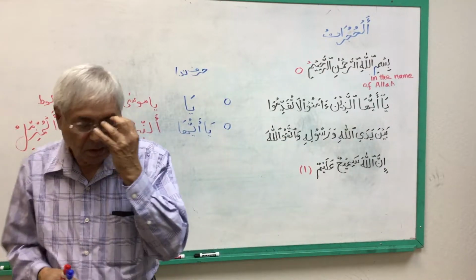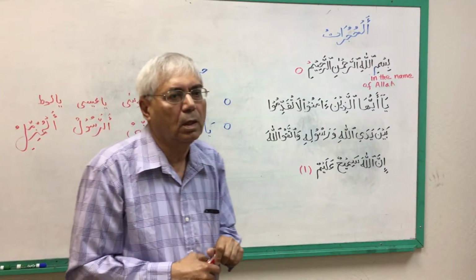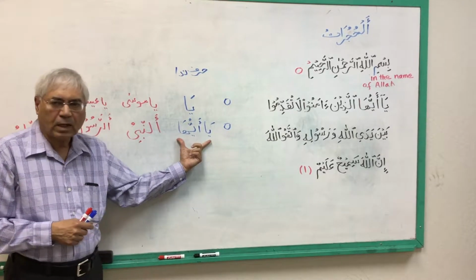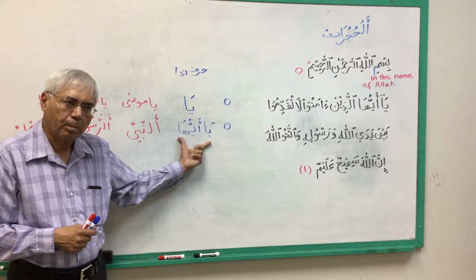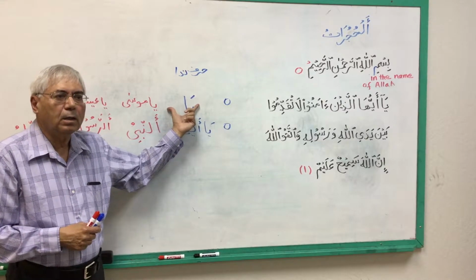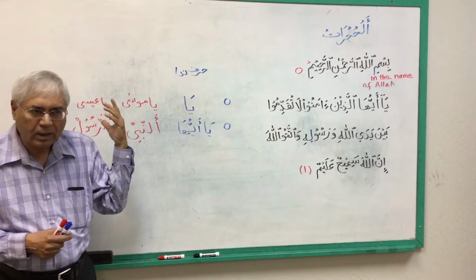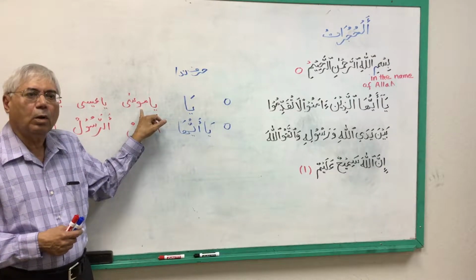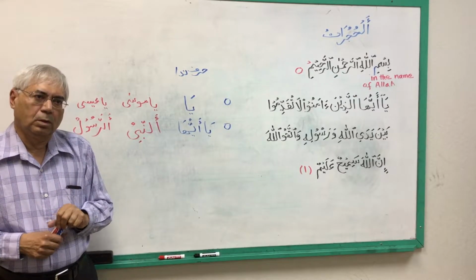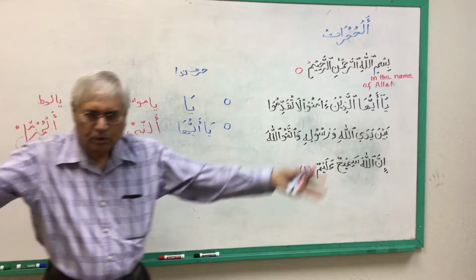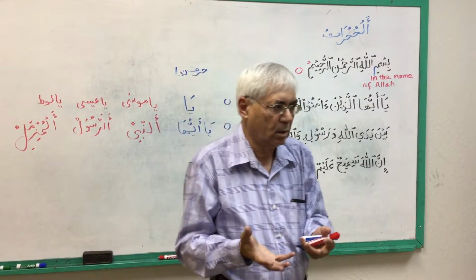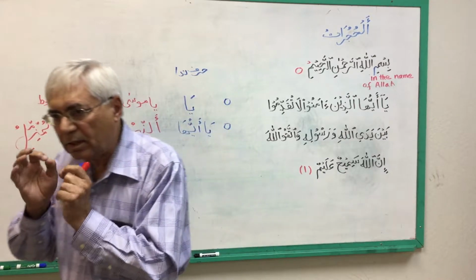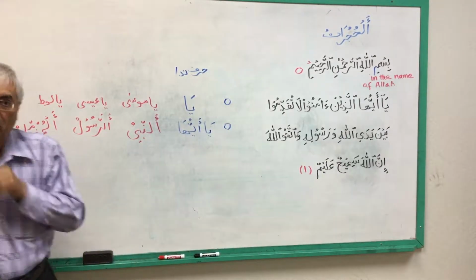So whenever the next word has Al, then the harf-e-nada Ya Ayyuha will be used. When the word being called after that does not have Al, then Ya will be used. So if Allah subhanahu wa ta'ala is addressing these people, An-Nas, with Al, then Ya Ayyuha will be used for that. Okay? So that is the difference in the usage, but there is one more deeper difference in there.